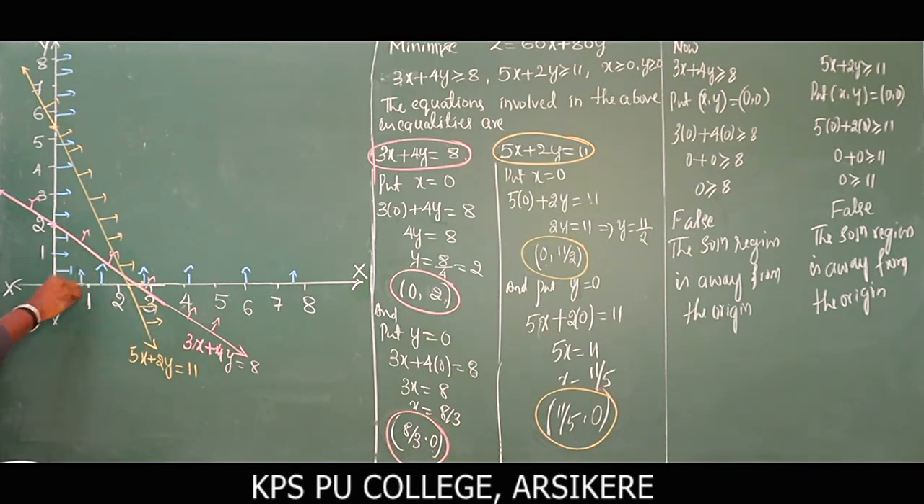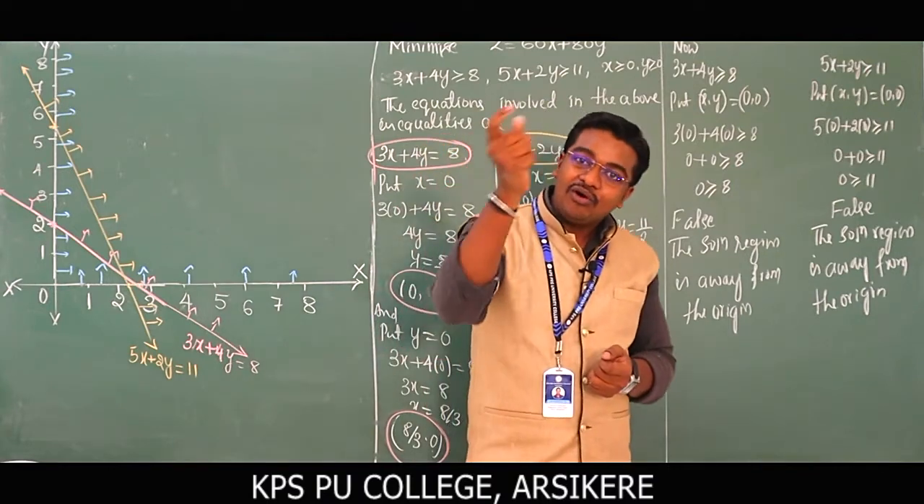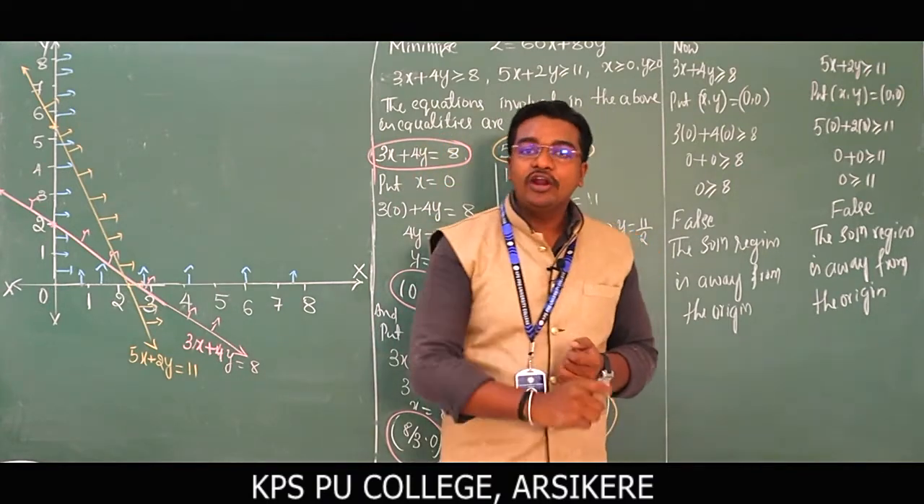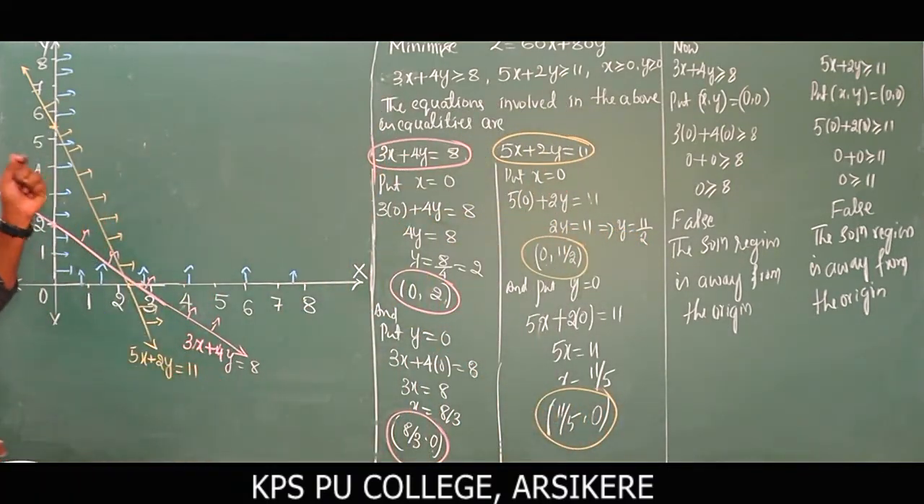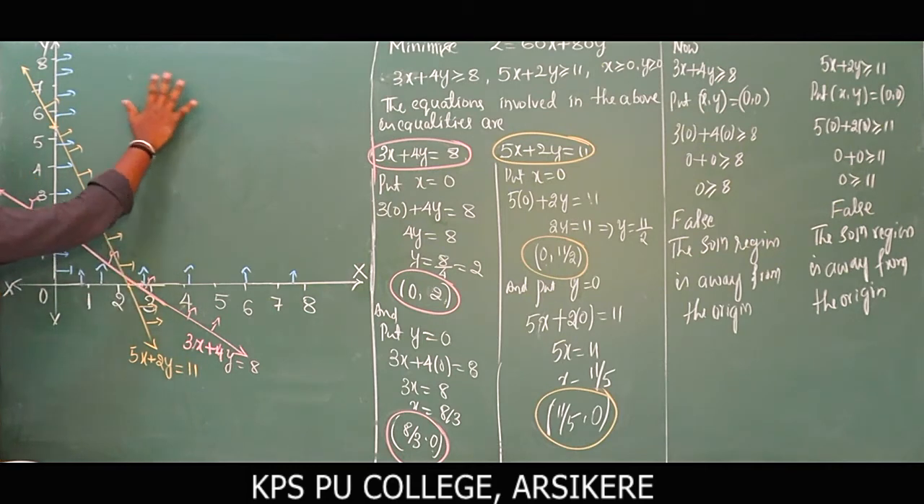So now determine the feasible region. What is the feasible region? The common region determined by all the constraints, including non-negative constraints, is called the feasible region. So what is the feasible region here? You'll observe the complete region. This satisfies all the inequalities.